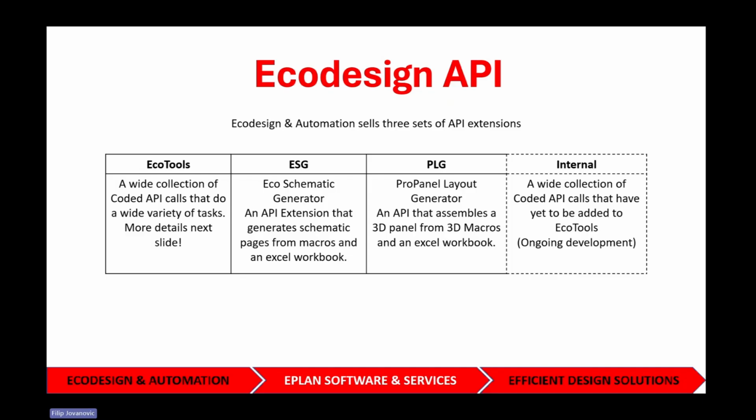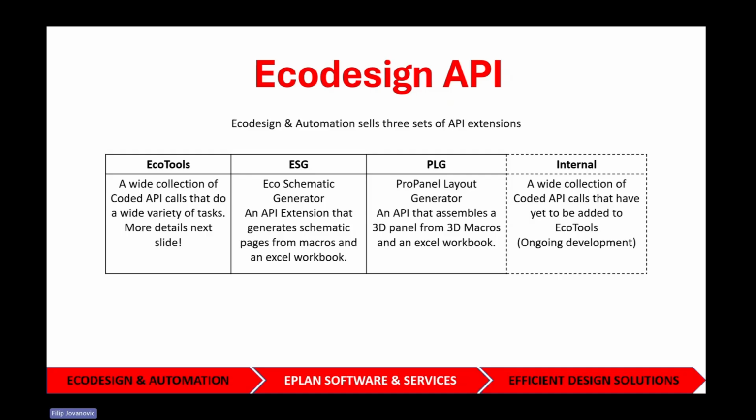So here at Ecodesign, we sell 3 sets of APIs. The first one that we sell is the EcoTools. And this is a wide collection of APIs that does many different tasks. And you'll see what this contains in 2 slides over. The next API we offer is the ESG. This is our flagship API, and this is a schematic generator. So this will generate an entire project using macros from an Excel workbook.